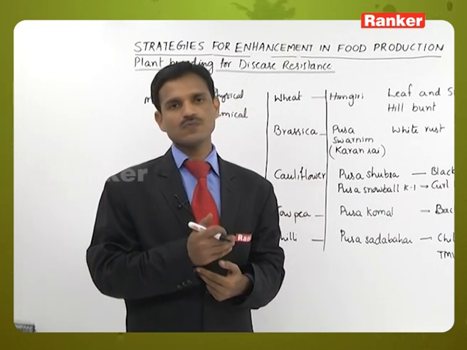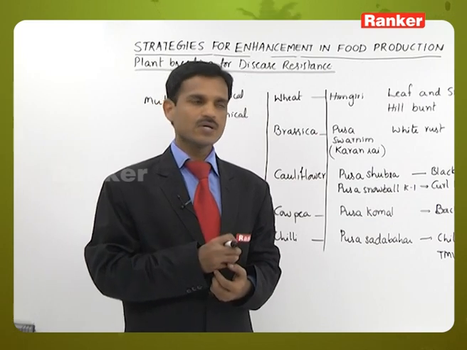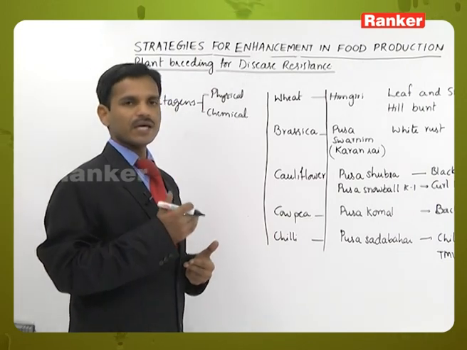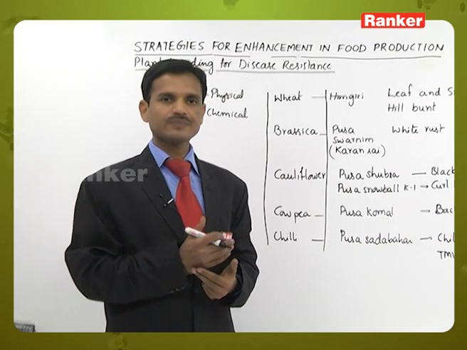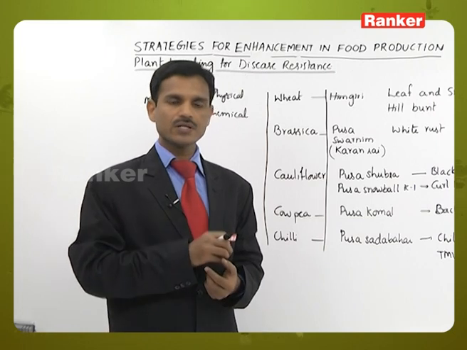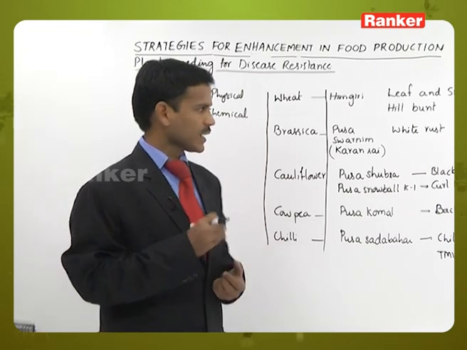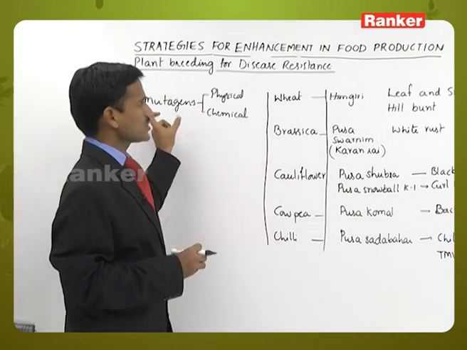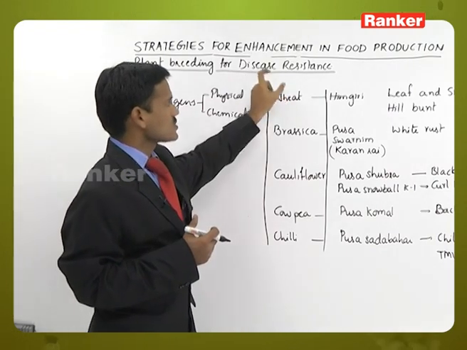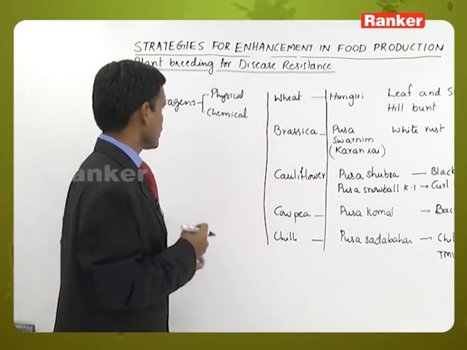If these changes are useful to the organism or for commercial purposes, we use those types of mutations. Some plants are induced by chemical or physical mutagens. Before the induction the plants did not show the disease resistance trait, but after mutating, the plants show the disease resistance. Then the plants are commercially important, and that is useful to the farmer.